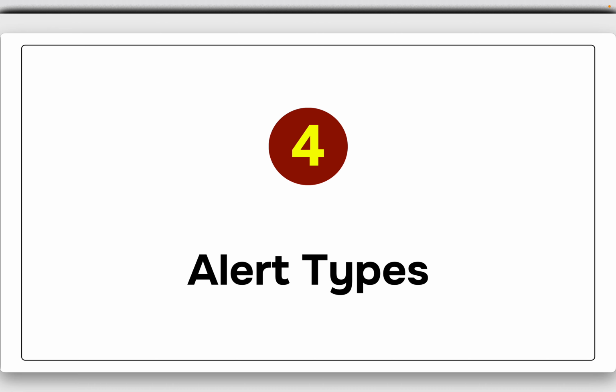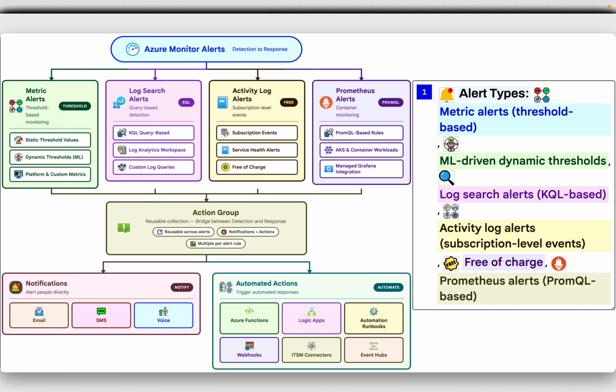Fourth topic is alert types. There are 4 alert types in Azure Monitor. Metrics alerts are threshold based and include machine learning driven dynamic thresholds. Log search alerts are Kusto query language based. Activity log alerts monitor subscription level events and are free of charge. Prometheus alerts are PromQL based for container monitoring.